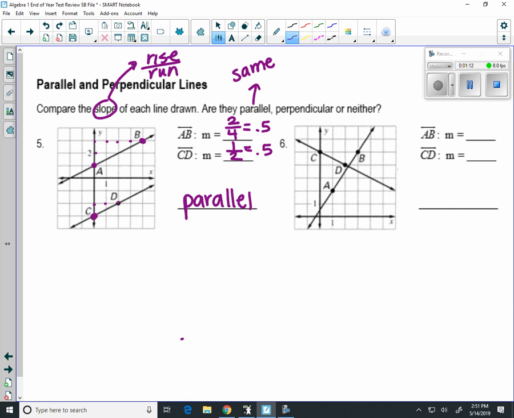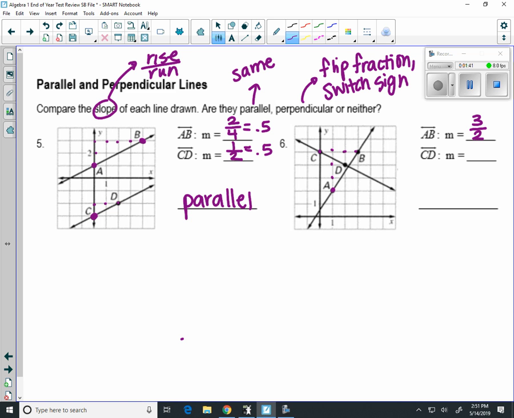Remember, for perpendicular lines, our slopes are opposite reciprocals, or we flip the fraction, switch the sign. So we'll compare those here. Again, AB, I'm going to do rise over run. 1, 2, 3, 1, 2. So 3 over 2, up 3, right 2.